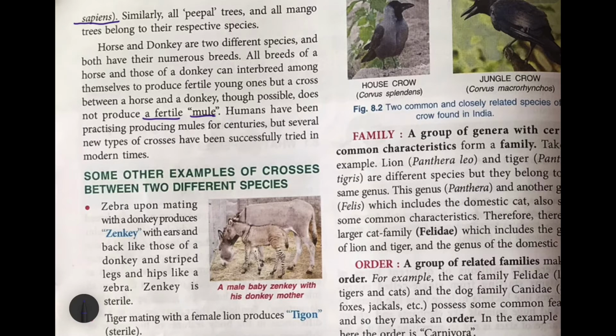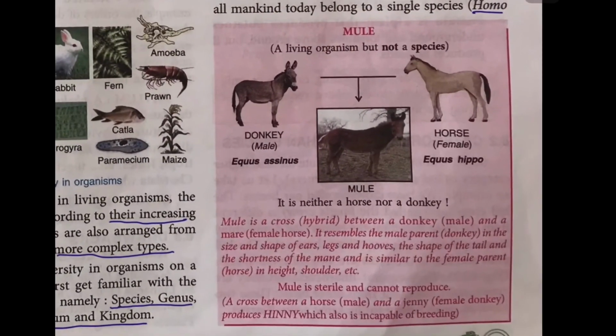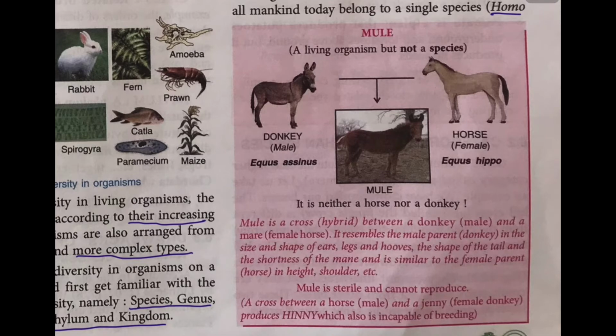Fertile means producing young ones. Two mules cannot breed amongst themselves to produce a young one. They cannot interbreed. Okay, in the previous page here you can see the mule. Okay, a male donkey is taken, and a female horse is taken. It is Equus asinus and Equus caballus. That is the scientific name. And they can interbreed amongst themselves to produce a mule, which is neither a horse nor a donkey. And this mule cannot produce children.